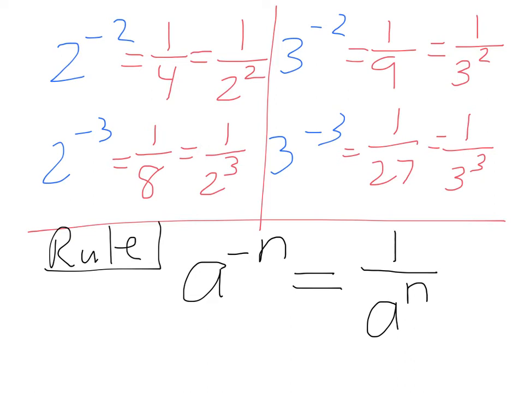Whenever you have a negative exponent, we can make it into a positive exponent by going 1 over a to the nth. So if I gave you 7 to the negative 9th, I could rewrite that as what? 1 over 7 to the 9th power. Absolutely. So that's what negative exponents are all about.